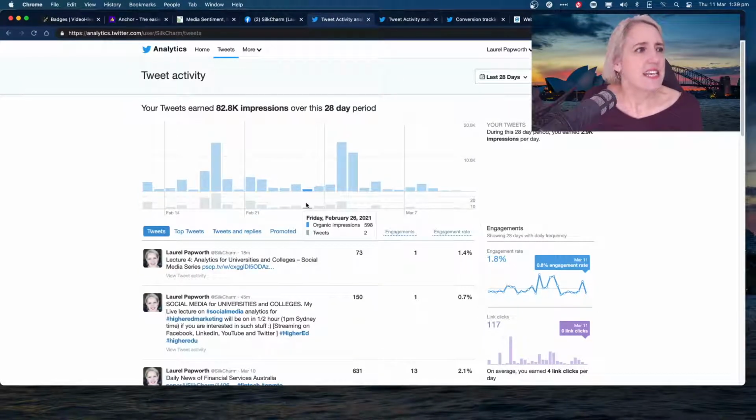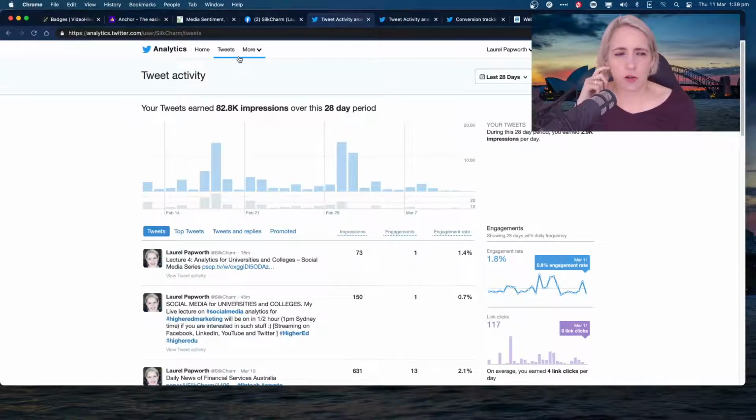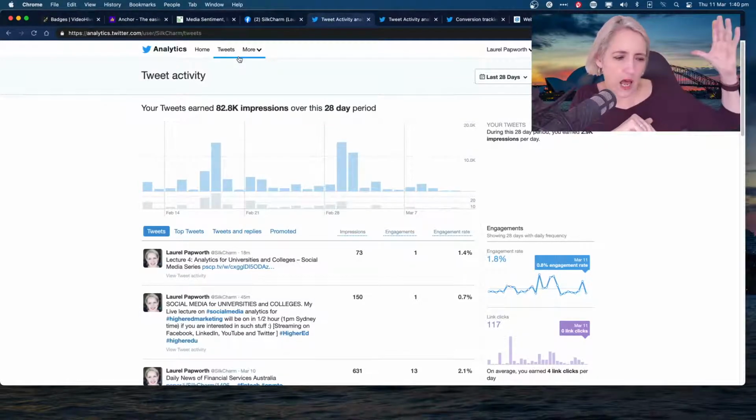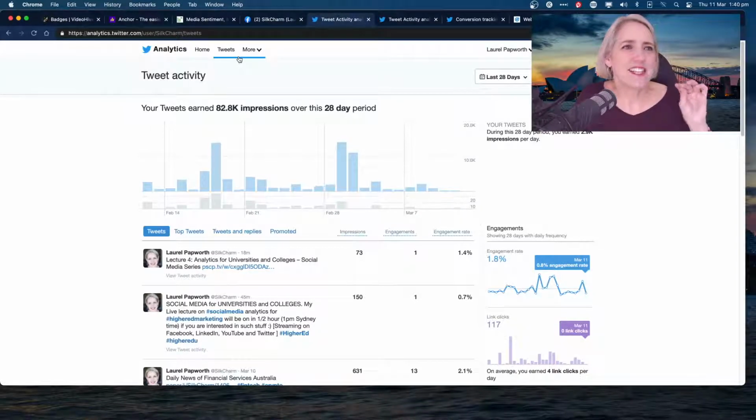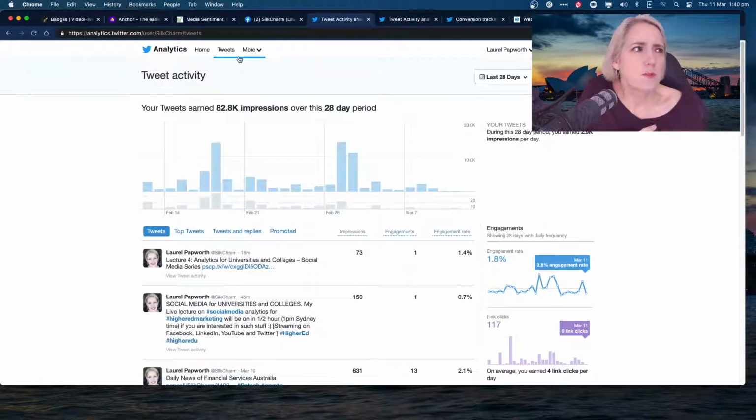And if I go to analytics.twitter.com, there's a few areas that I'm going to be looking at. And if you were part of the last series, which was social media for government, ministers of parliament, senators, local councils and councillors, lots of similar information here for universities. There's maybe a few differences with Twitter.